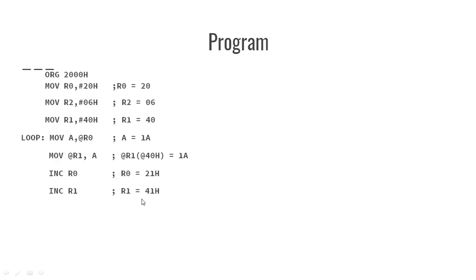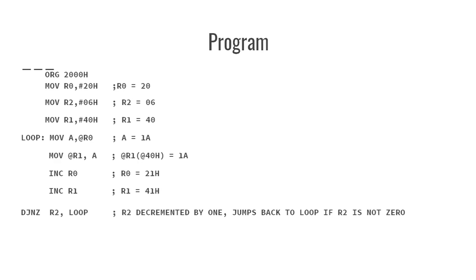After this, you need to check whether we have transferred all data or not. So to check that, we have a conditional jump instruction, that is DJNZ, decrement and jump if not 0. So decrement the register R2, and if it is not 0, then jump. So where does it have to jump? It has to jump to this label, whatever we have written here. So this label is written back somewhere here. I'll tell you why we have written it here.